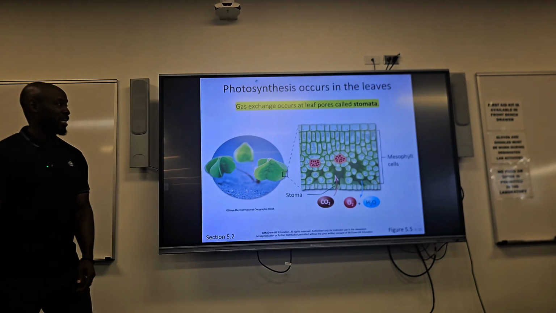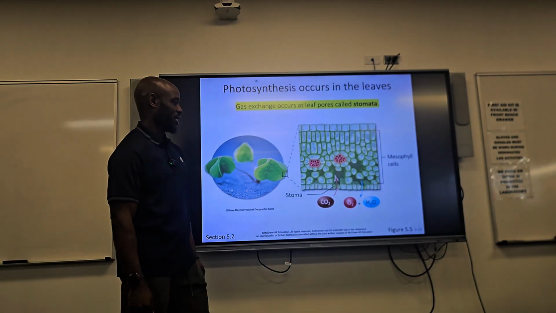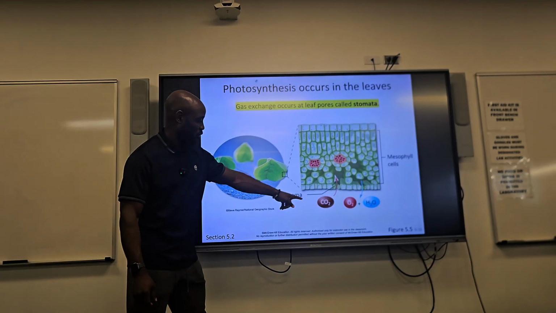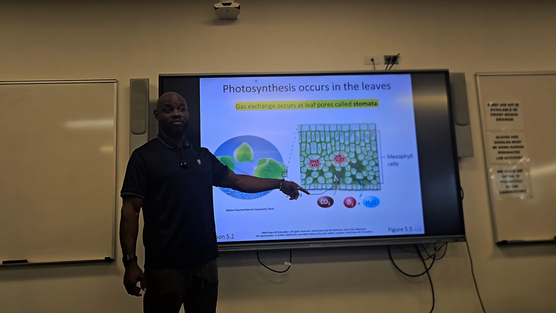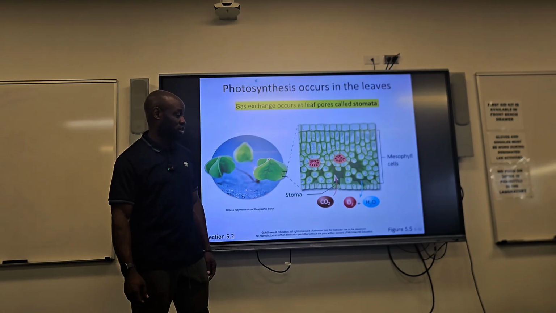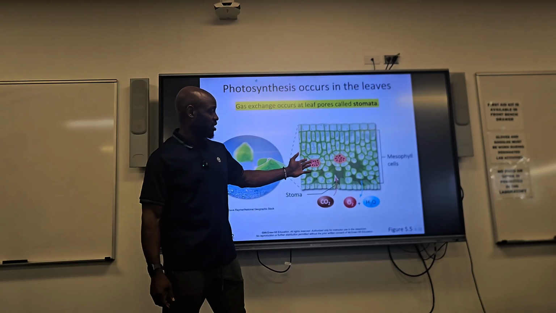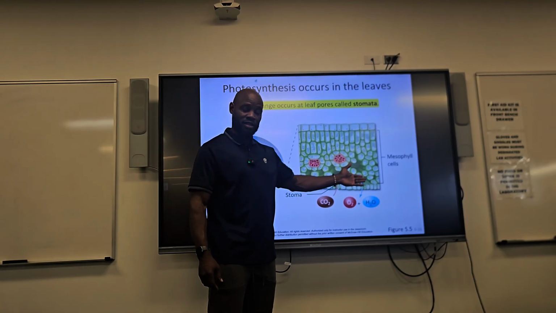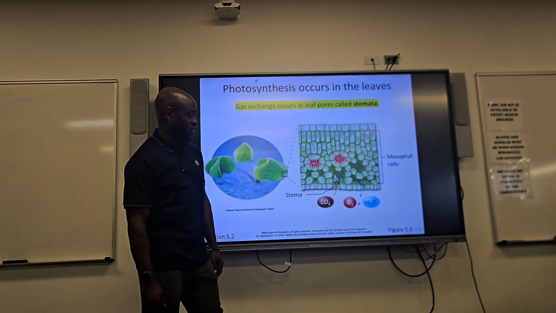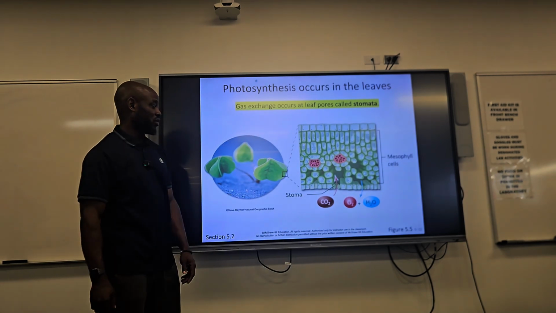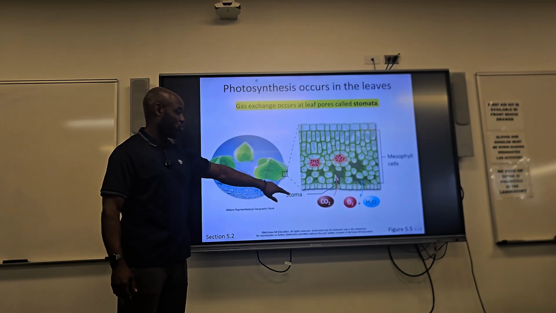Gas exchange occurs at the leaf pores, called the stomata, right? CO2, carbon dioxide, remember, is necessary for photosynthesis to occur, so gas has to come in. And when we do photosynthesis, gas has to come out. Oxygen and water have to come out. This occurs at the leaf pores, the stomata, the pores on the leaf.